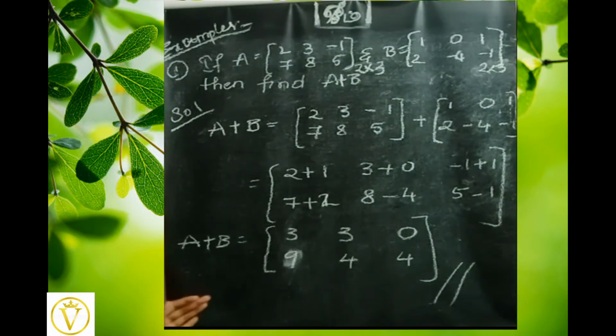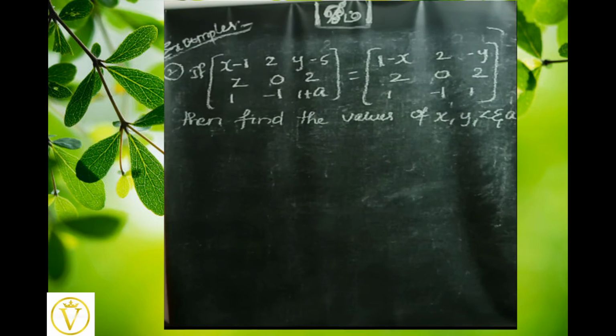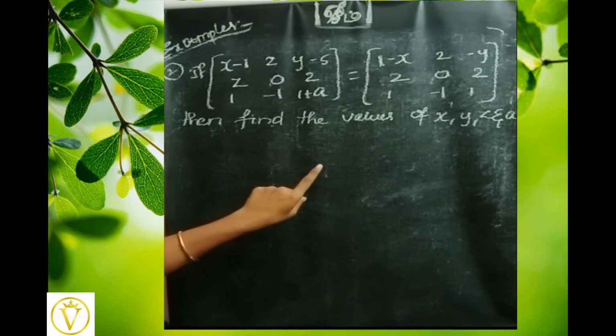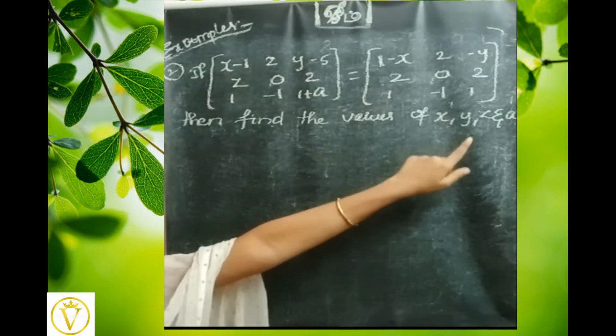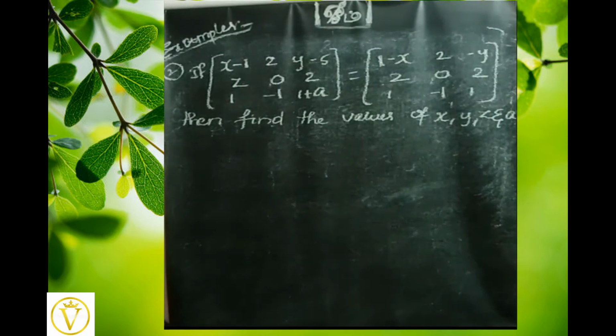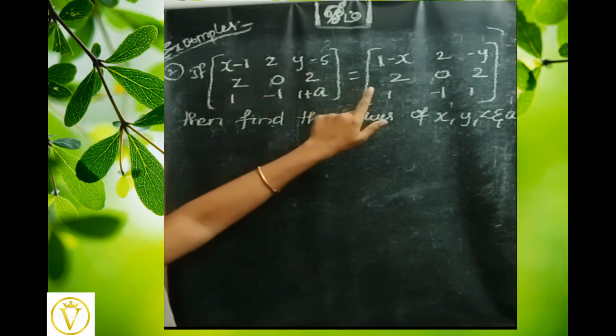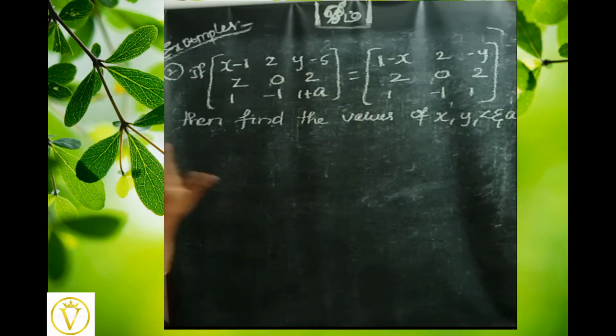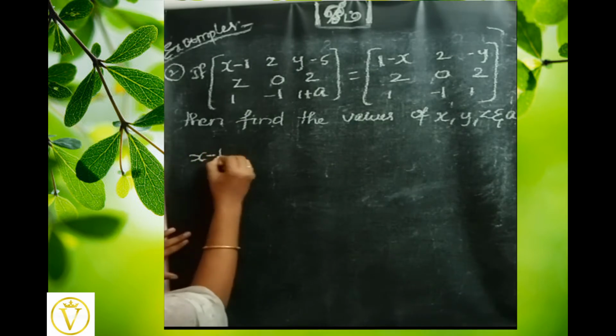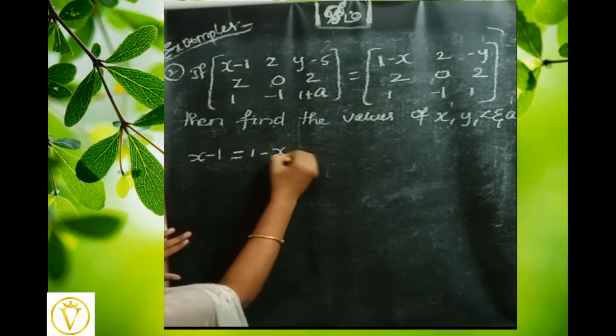Next, we go for another problem. Now, in this problem they have given two matrices and equated them, and we have to find out the values of x, y, z and a. What we have to do is equate the positions of the numbers. See here, x minus 1 equals 1 minus x.